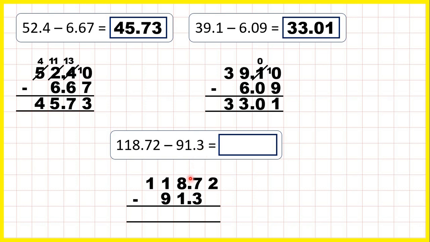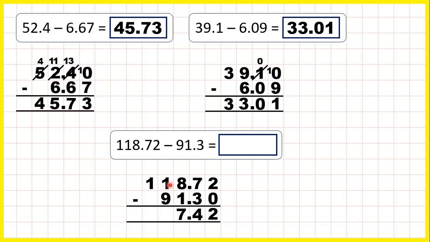So we have the question set out with our decimal points lined up, and that means our hundreds, tens, ones, tenths and hundredths digits are lined up as well. Now we can write a 0 in this empty square, because 91.30 is the same as 91.3. We copy the decimal point down into our answer, and now 2 minus 0 is 2, 7 minus 3 is 4, 8 minus 1 is 7.